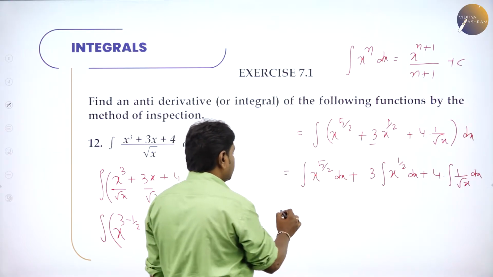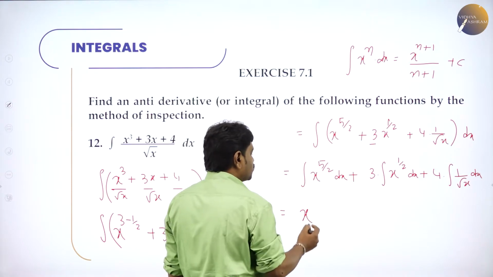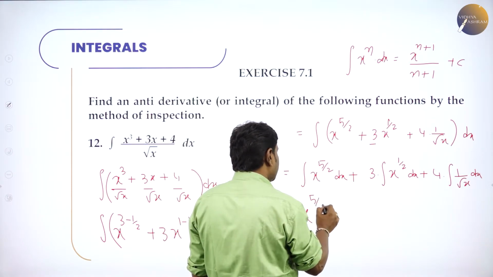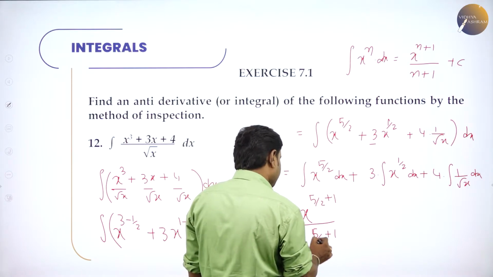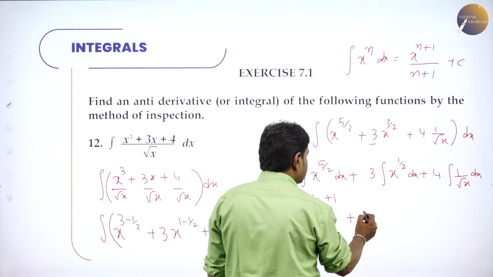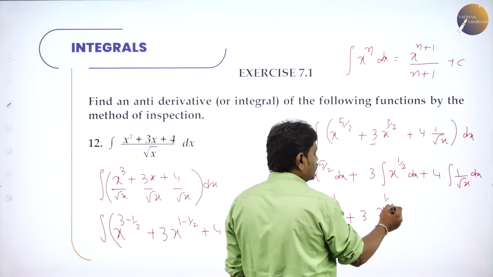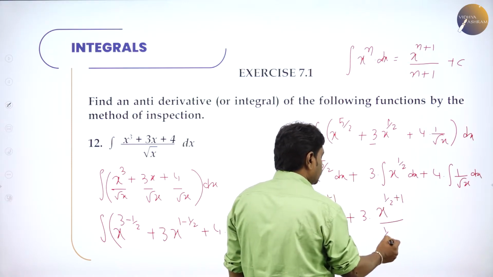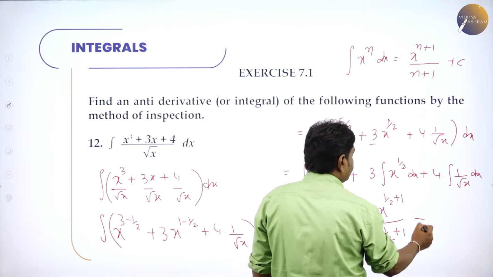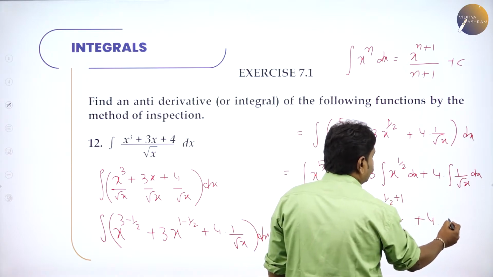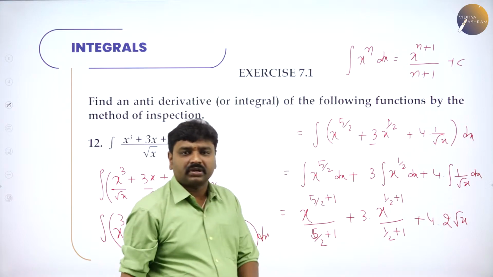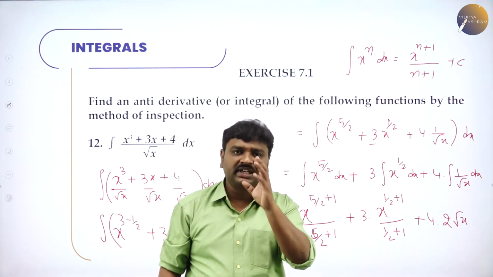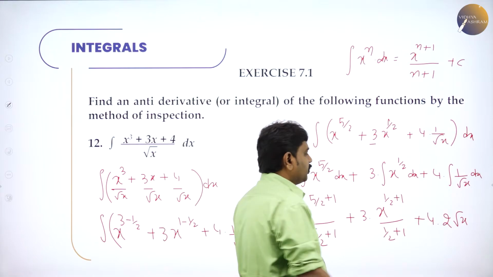If you use that formula, it will become x power 5 by 2 plus 1 divided by 5 by 2 plus 1, plus 3 into x power half plus 1 by half plus 1, plus 4 into, all of you know integration of 1 by root x is 2 root x. After integrating each term, see if you have more than one term, integrate each term. We have done it. Then put plus c.